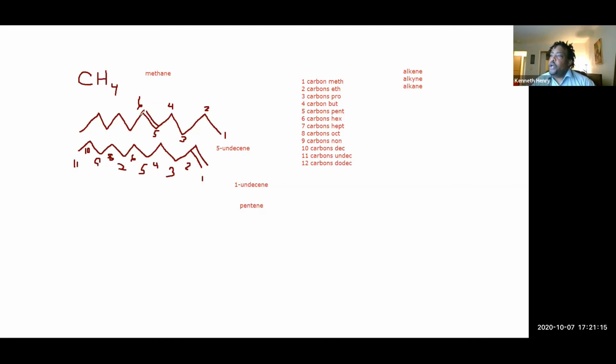Okay. So you want to determine the smallest number for the structure that has the highest priority. So double bond has a higher priority over a single bond. So we want to count so that it has the lowest number where that double bond is going to start. So we count 1, 2, 3, 4, 5. So it starts at the 5th carbon. So then we would say 5-undecene.